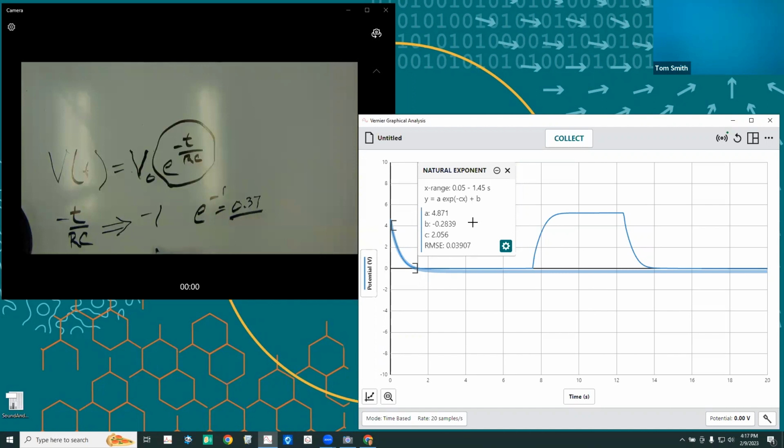We actually have to go out 3 time constants. Let me erase that so I can capture this. If we go out to e to the -3, where we've gone 3 times this value of RC, we're going to get out to about 0.05, or having dissipated about 95% of the original voltage on the capacitor. And it just follows that exponential decay function.